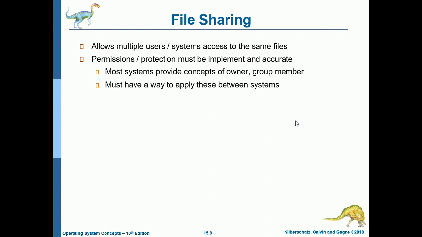Next, we have file sharing. It allows multiple users or systems access to the same files. Of course, that's the goal of file sharing. Permissions or protection must be implemented, and it should be accurate. Most systems provide concepts of owner and group member, so administrator, then guest, and must have a way to apply this between systems.